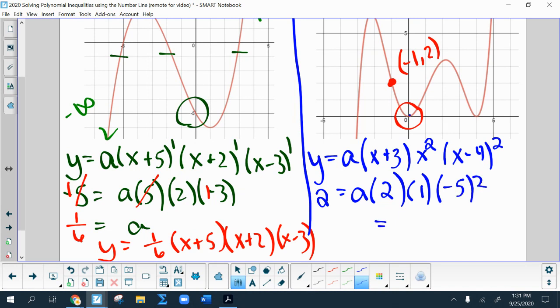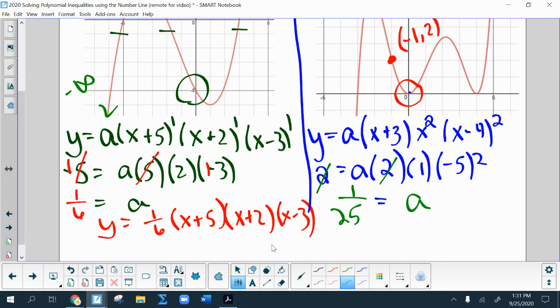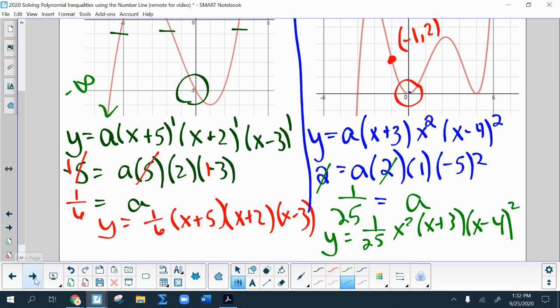looks like I end up getting a is equal to 1 over 25. So then my equation is y equals 1 over 25. I'm going to put the x squared out front so it doesn't get lost. And there you have it. Hopefully that makes sense. We're going to go ahead and go on.